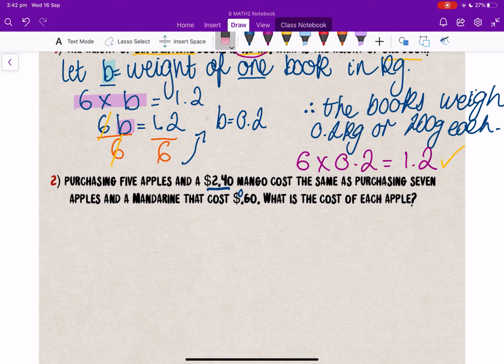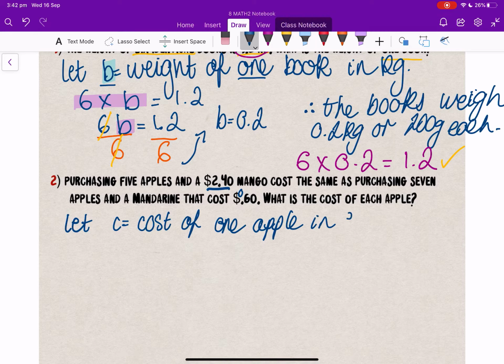So firstly, we're going to define a pronumeral. So we're going to find a letter that's going to represent the cost of our apples in dollars, because that's what we want to find. So let's say let C equal, so it's going to represent the cost of one apple in dollars. And the reason I am defining this pronumeral like so, is because that's what we want to find out. We want to find the cost of each apple, so each being 1, okay?